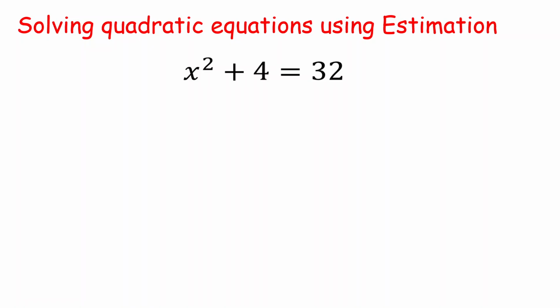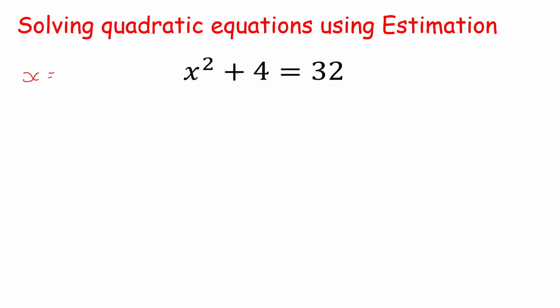Okay, so in this video we're looking at solving quadratics using estimation. Now up here you can see you've got x squared plus 4 is equal to 32. Now if you solve a quadratic or you solve anything, you want to find the missing variable. And the variable in this case is x. So you want to get the value of x to be something equal on its own.